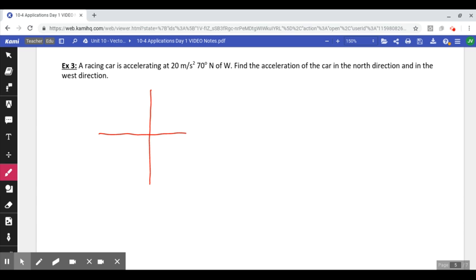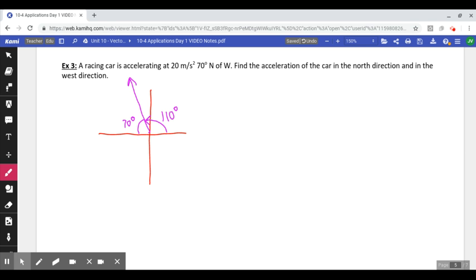And then I'll show the vector, and it's 70 degrees north of west. So our reference is west, and we want to go 70 degrees north of there. So this angle right here would be 70 degrees. That also means that this angle in standard position is going to be 110 degrees, and that's what we're going to want to use in our calculations.